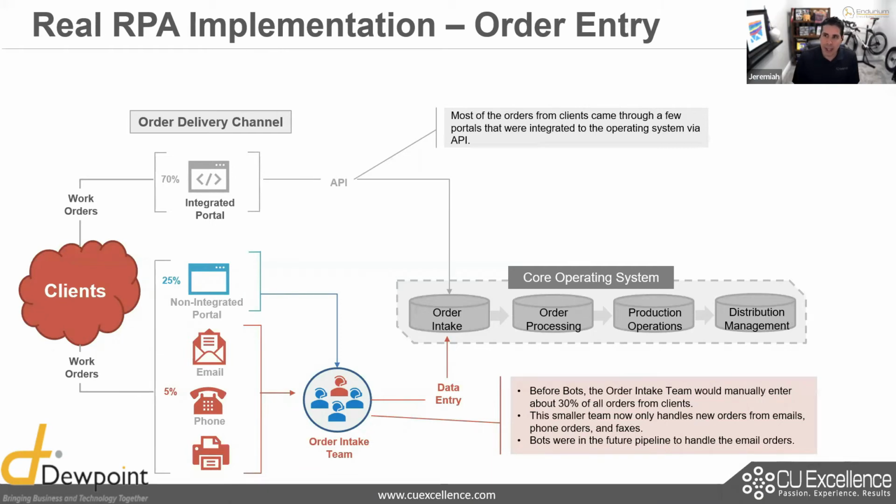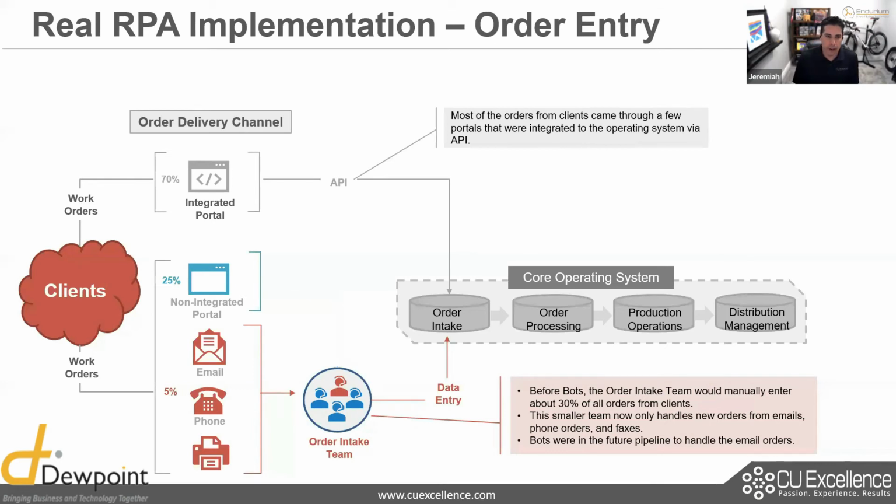But we still had 10,000 orders a month. So we still had about 3,000 orders that came in from a manual perspective that had to get manually entered in. We had this order intake team that worked the non-integrated portals, as well as the emails and phone calls and faxes going forward. So ultimately, a great solution was, let's take that 25% from those non-integrated portals and build a bot to take that information from those portals and put it into the core operating system.